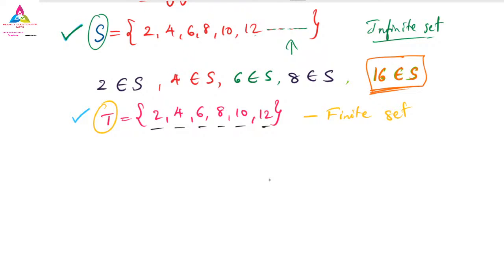And the first one, S, is called infinite because it is 'so on', because the last number we can't find. Understood the difference? I think you have understood it. So the finite and infinite set is most important.